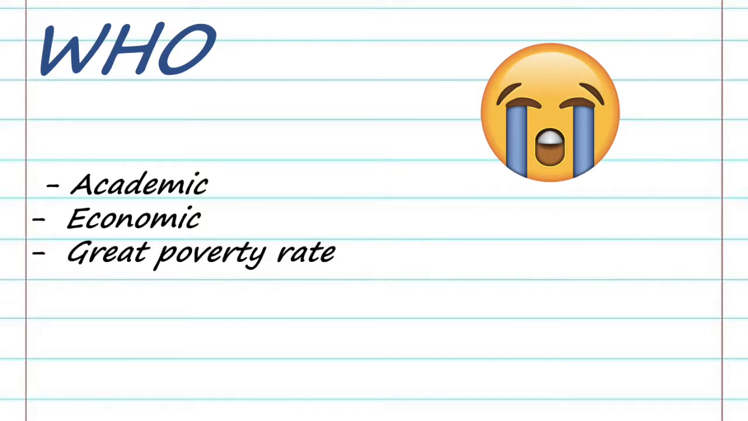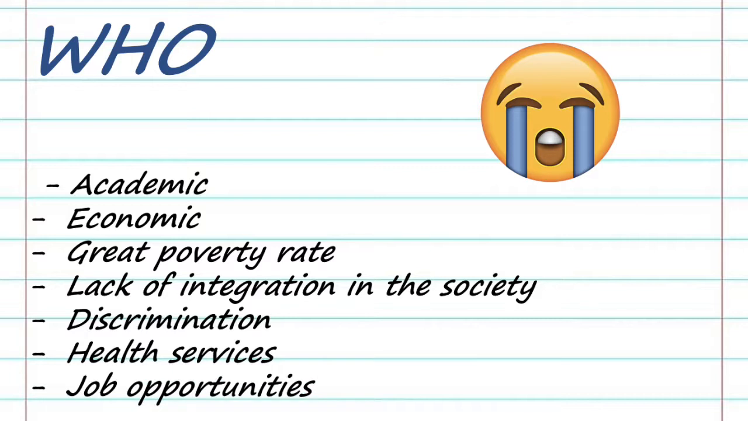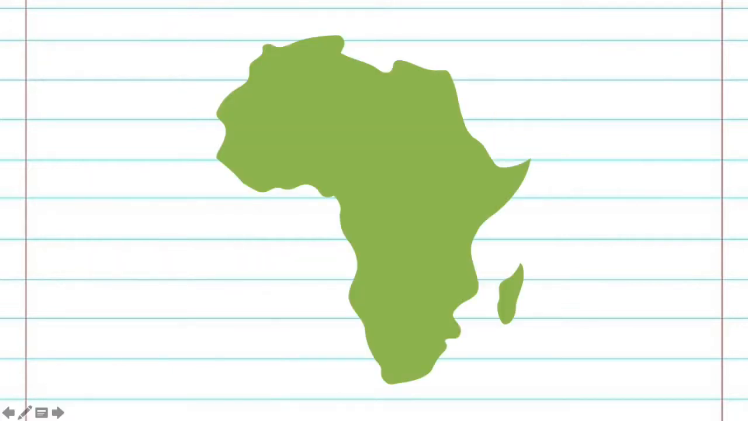As the World Health Organization points out, disabled people have worse academic and economic participation than non-disabled people. Those with a disability have a greater poverty rate, consequently to the lack of integration into society because of discrimination, making them unable to access education, health services, or work. For those same reasons, the countries with the most disabled population are the poorest, located in Africa.